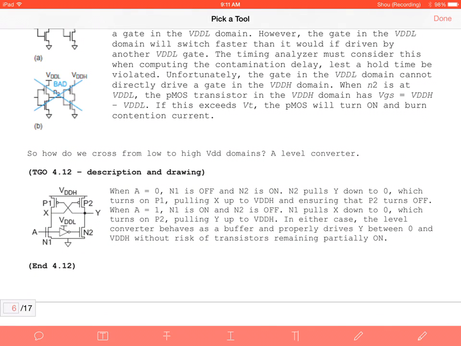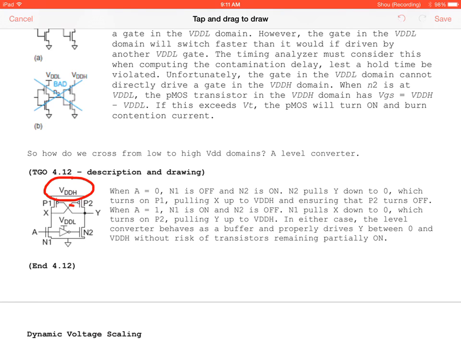We discussed this domain converter, level converter, where you can guarantee you have your input voltages, you have your high domain and your low domain. The low domain is driving an inverter, and based on the logic, you'll be guaranteed to get the proper voltage driving the next logic, so therefore you can actually properly operate the circuit.